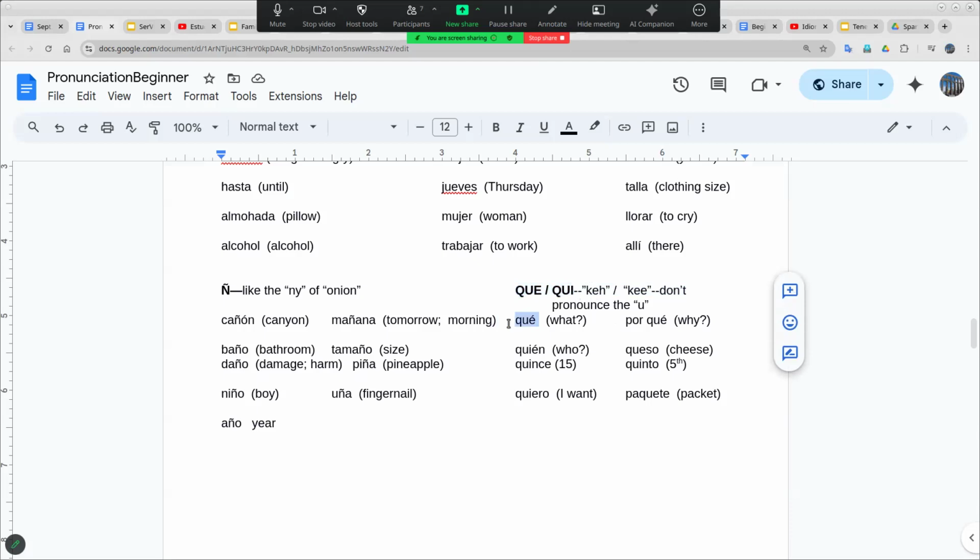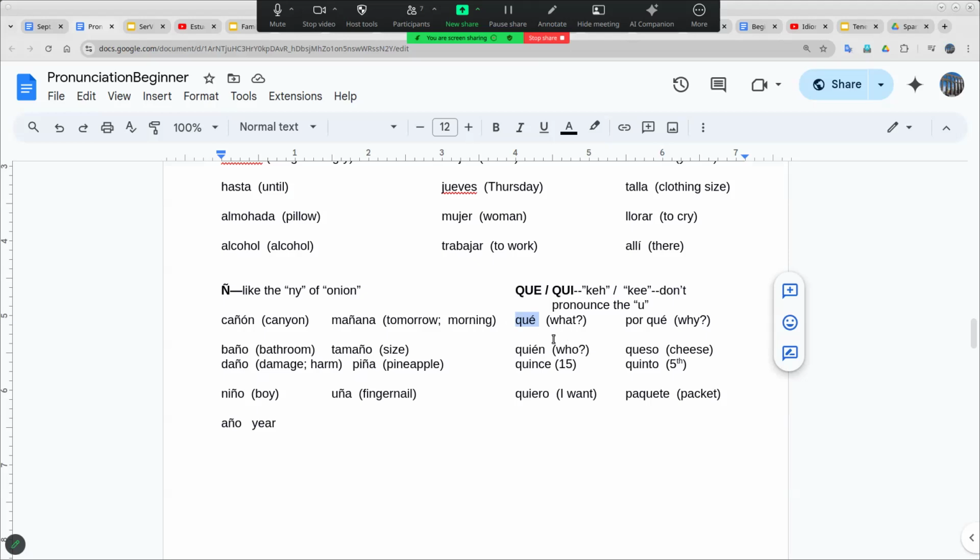Qué. Muy importante. This is a survival word. You have to be able to use the word qué, right? What is it is qué es. Yeah, qué es. But it'll sound like it'll all string together. Qué es. Yeah, what is it? Qué es.